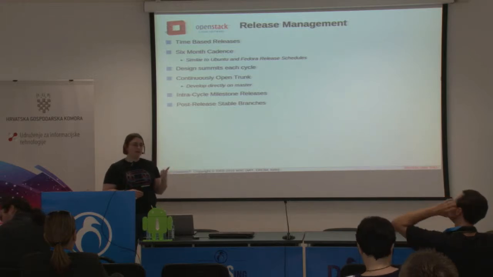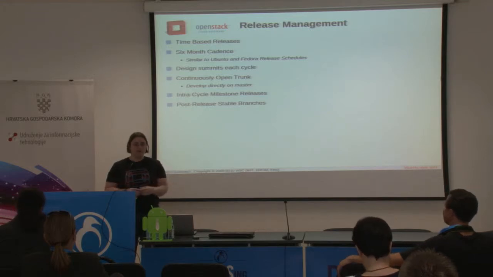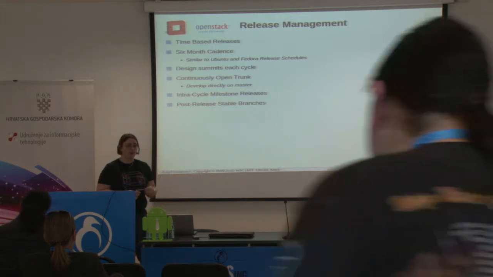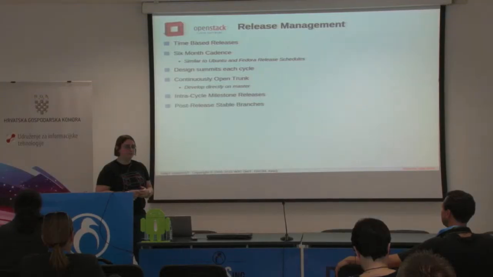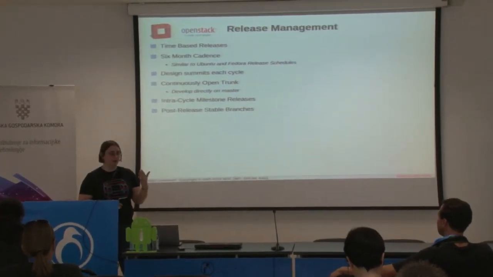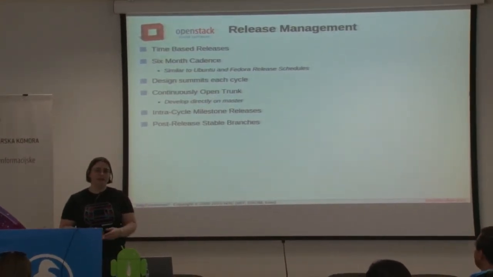In this release cycle, we have everything committed directly to the trunk, so the master branch. So we have to do a lot of testing to make sure that master branch doesn't break. And then we have milestones throughout the project. So we have a freeze, and a feature freeze, and release candidates, and all these things, so that people have stopping points within the release schedule.